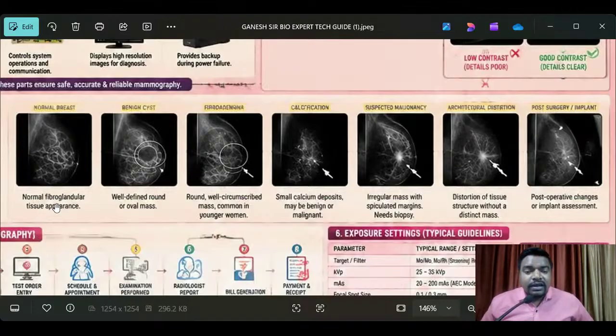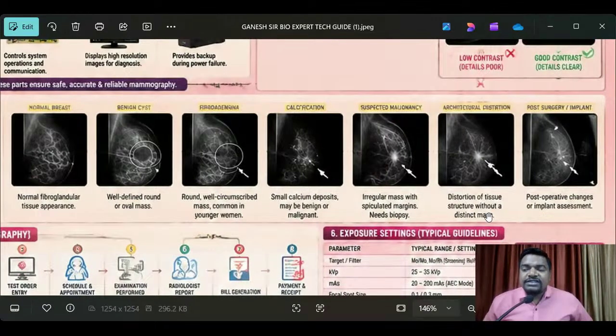See here, normal fibroglandular tissue appearance, see how it looks, and a well-defined round or oval mass, a round well-circumscribed mass common in younger women, and see here small calcium deposits may be a beginning of malignancy, and see here an irregular mass with spiculated margins needs biopsy, and see here distortion of tissue structure without a distinct mass, and post-operative changes or implant assessment, okay? These are real images after doing the scan by using the medical equipment, that is mammography. Understand? I hope you got it.